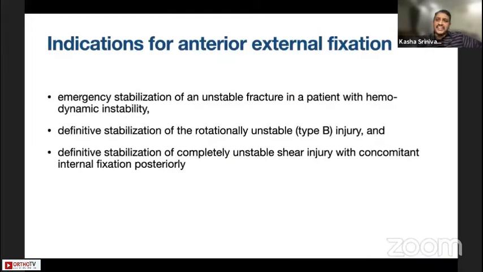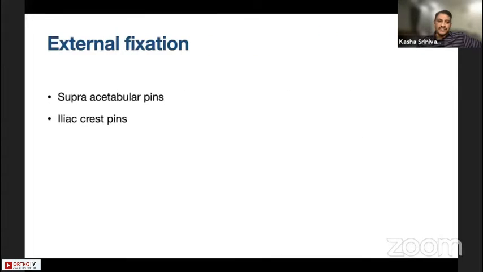The indication for anterior external ring fixation is, as Dr. Sunil Gavaskar has mentioned in the last talk, emergency stabilization in an unstable patient with an unstable fracture pattern, and definitive stabilization in case of rotationally unstable injury where you don't have a clean anterior skin, either by laparotomy or by urological procedure. And definitive stabilization can also be done in, I'll give you one example, an unstable injury with significant soft tissue, Morel-Lavallée kind of a lesion.